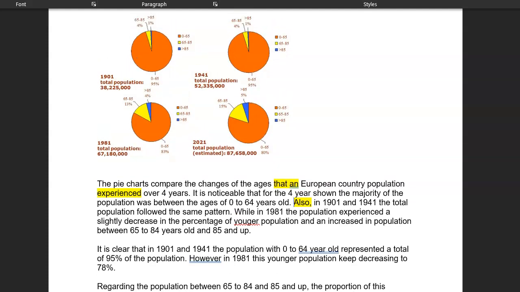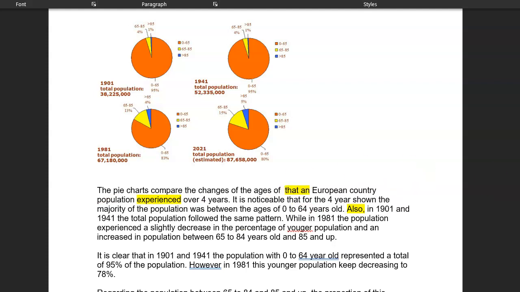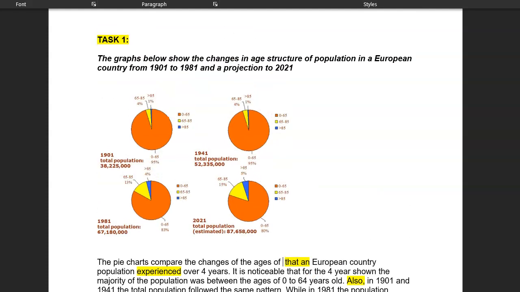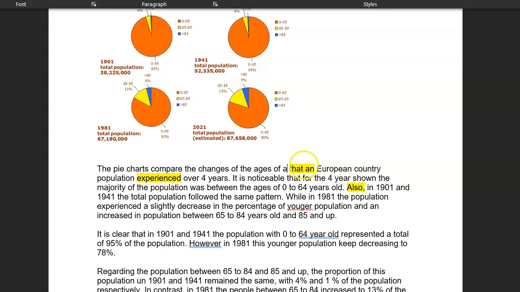Let's have a look at these pie charts. Okay, so the pie charts compare the changes of the ages. Now, that's a European country experience. I'd just say literally the ages of European country population over 4 years.